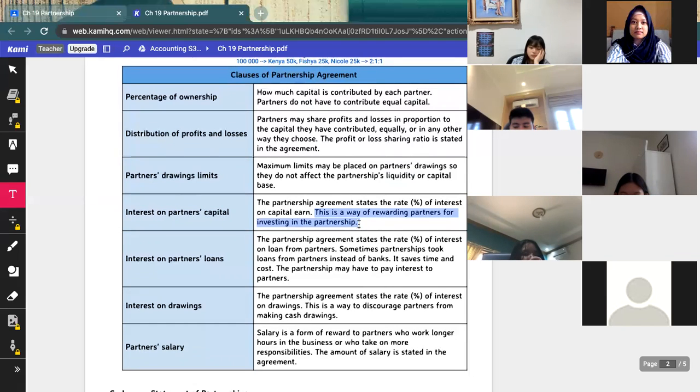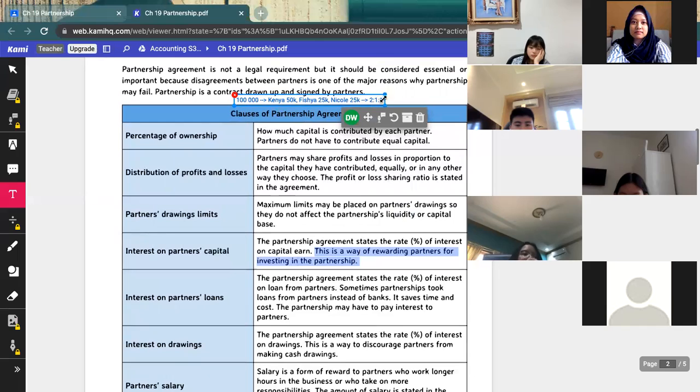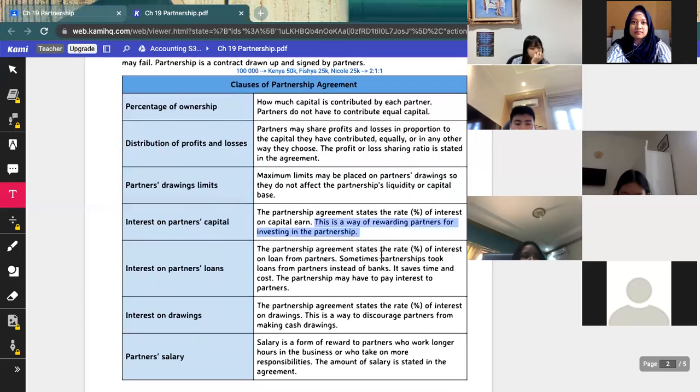Let's say in a ratio of 2 to 1 to 1, back to this example, the partnership interest on capital is, let's say, 5%. So Kenya will get 5% out of 50,000 at the end of the year. Nicole will get 25% times 5% as her profit. And Nicole is also receiving 5% out of 25,000. It is a reward for the partners, given by the partnership, because partners have invested money in the business.